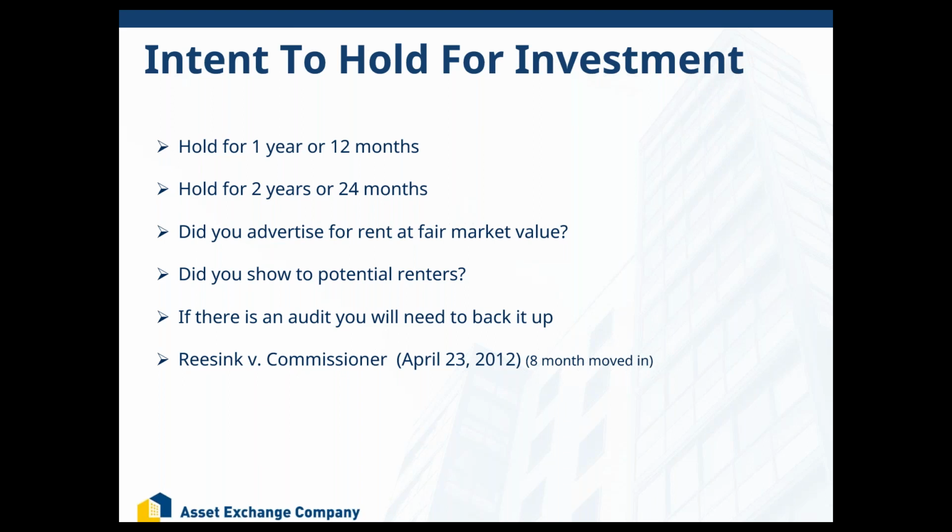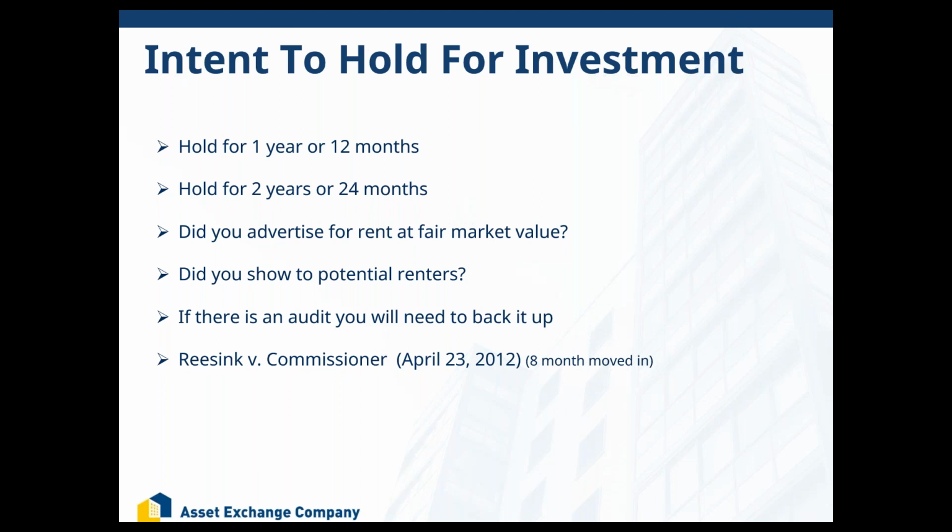But the reality of the way the whole thing works is, it's not so much about how long you own a property. It's more so about your intent. And your intent could be something like this. Did you advertise the property for rent? Did you advertise it for fair market value rent? If fair market value rent is, let's say, $1,500 a month, and you are advertising it for $5,000 a month, you know what? The IRS is probably going to have an issue with that.